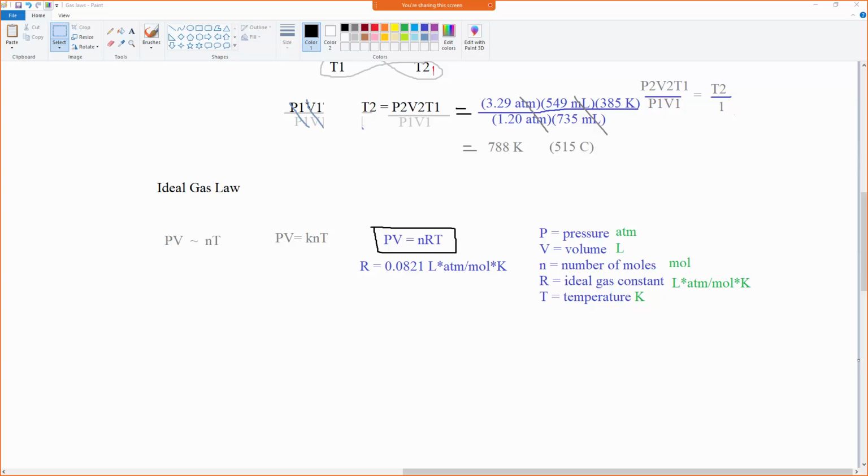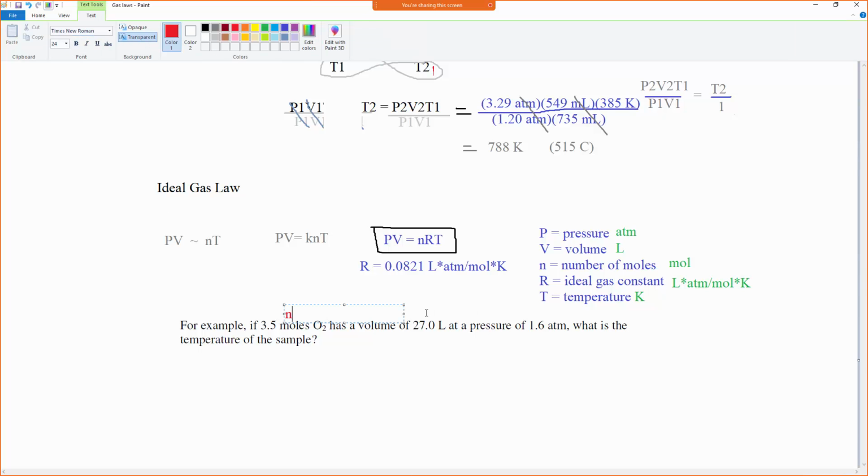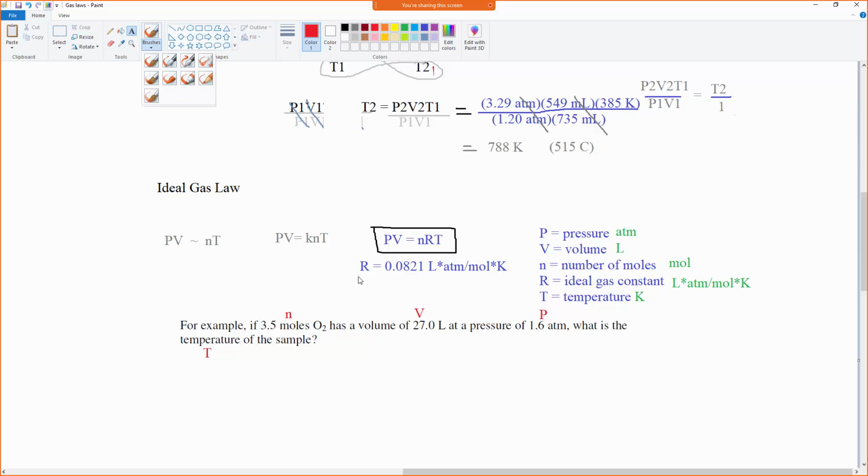Here we go. This is from your lecture notes. If we have 3.5 moles of oxygen with a volume of 27 liters at a pressure of 1.6 atmospheres, what is the temperature of the sample? So they gave us moles of O2, so that's N. That's liters, so that's V. Here's atmospheres, so that's P. And they want to know T. And then R is a constant, that's R right there that we need.